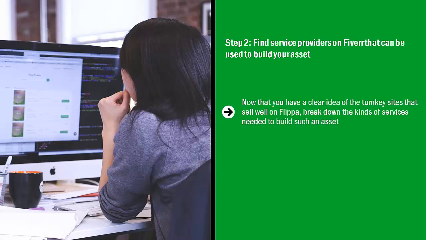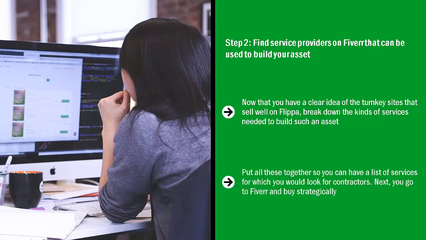Step 2. Find service providers on Fiverr that can be used to build your asset. Now that you have a clear idea of the turnkey sites that sell well on Flippa, break down the kinds of services needed to build such an asset. If you're selling websites, you obviously need a WordPress theme designer, a WordPress developer, which includes installation, content, graphics, and you also need a person to find the domain. Put all these together so you can have a list of services for which you would look for contractors.